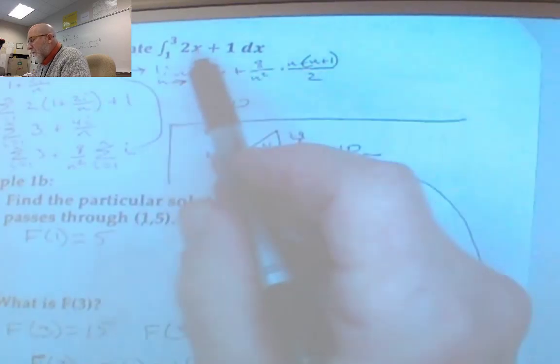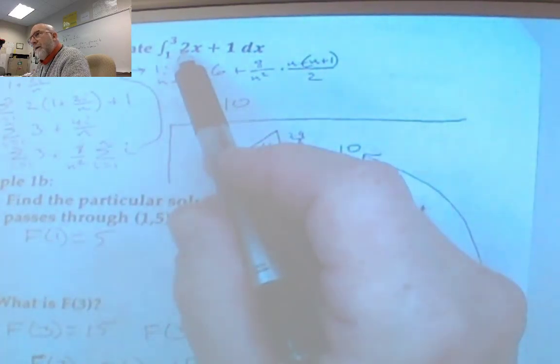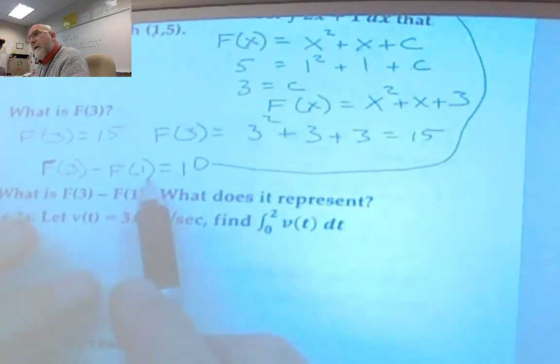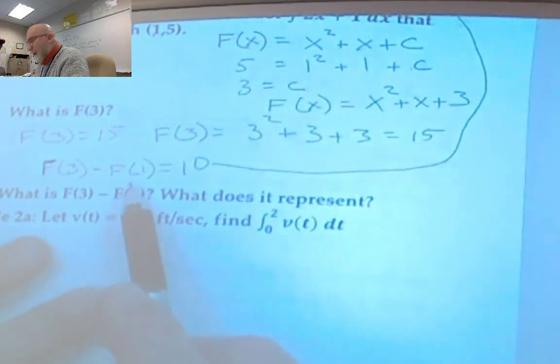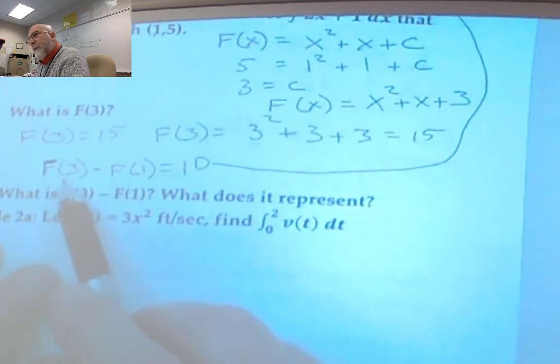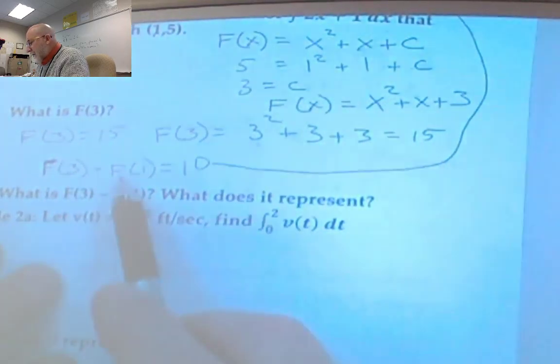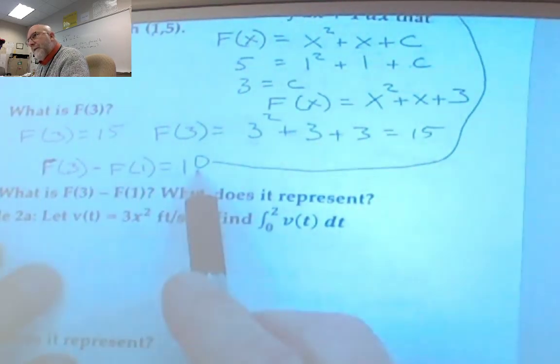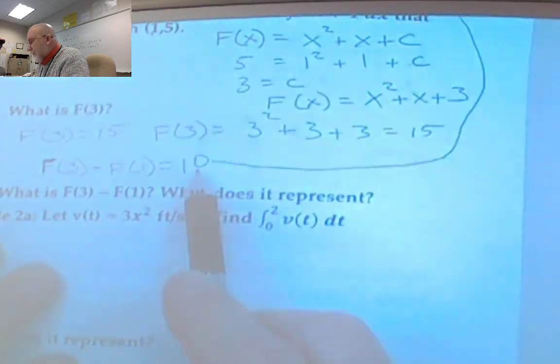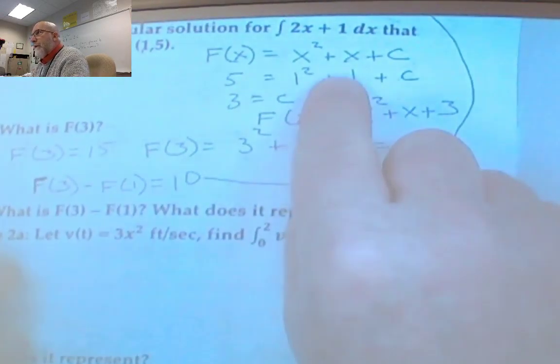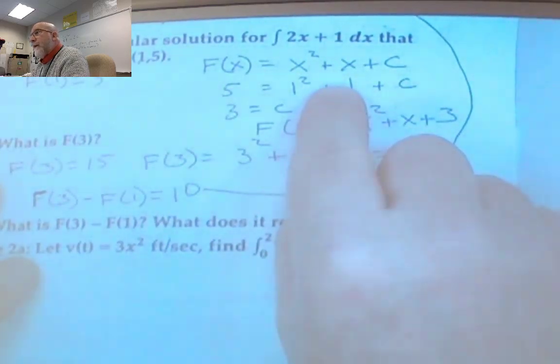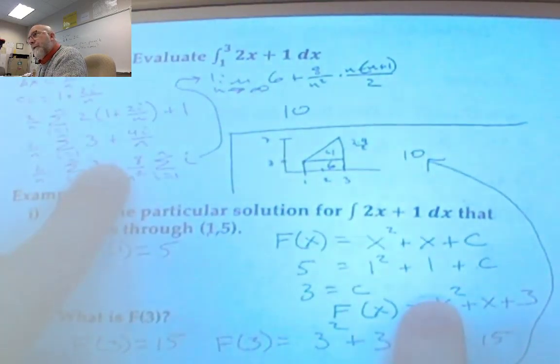What is it here? What's 3 here? What letter? B. What's 1? A. The antiderivative with 3 put in it minus the antiderivative with 1 put in it gave us the exact area underneath that curve. And who figured out the antiderivative? You did, didn't you? It was a relatively easy job. A lot easier than that. Wouldn't you say?